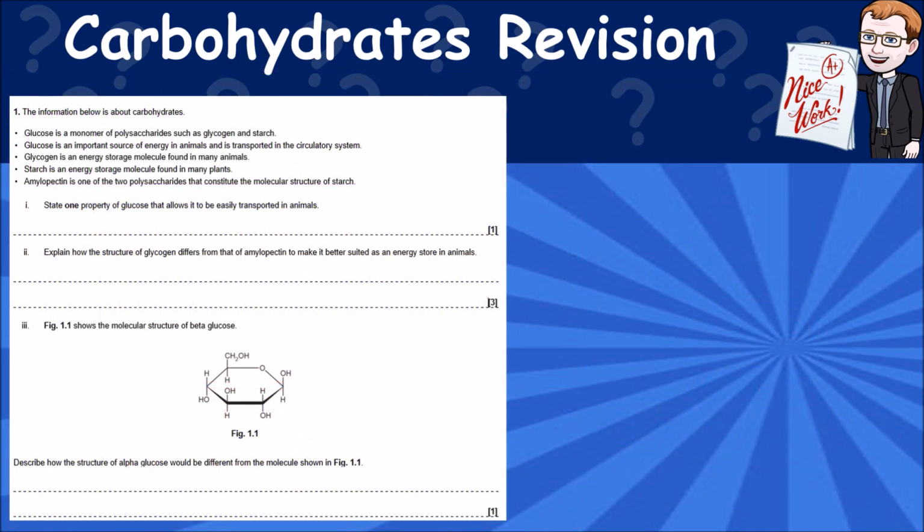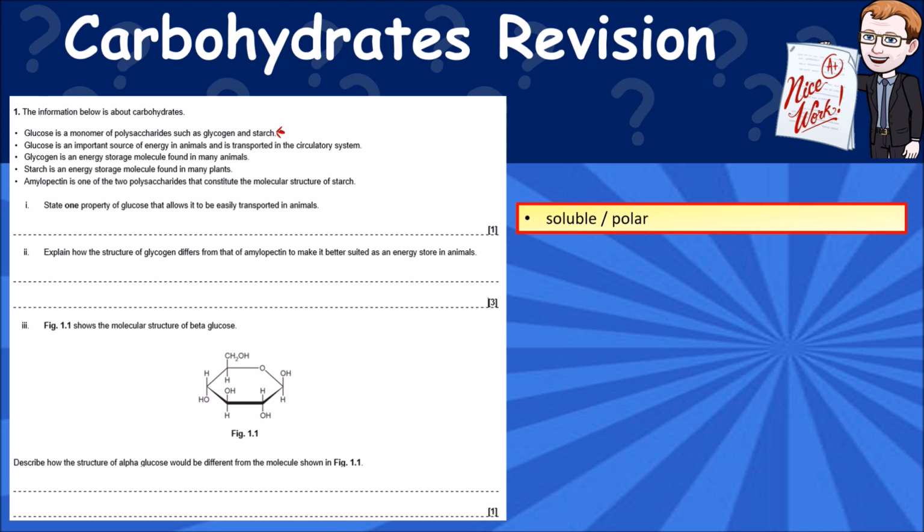So let's look at a quick question. The information below is about carbohydrates. Glucose, like we've said, is a monomer of polysaccharides such as starch and glycogen. Glucose is an important source of energy, we already know that. Glycogen is an energy storage molecule. Starch is a molecule that's found in many plants. And amylopectin is one of two polysaccharides that constitute the molecular structure of starch.